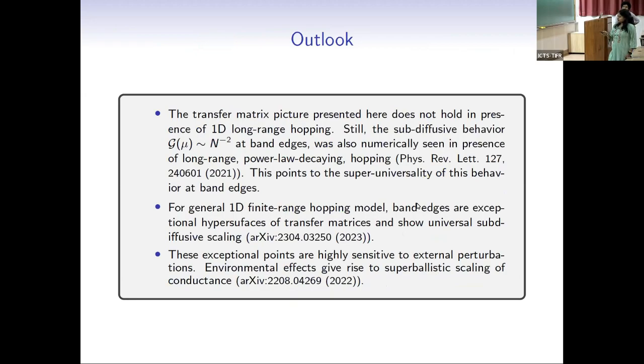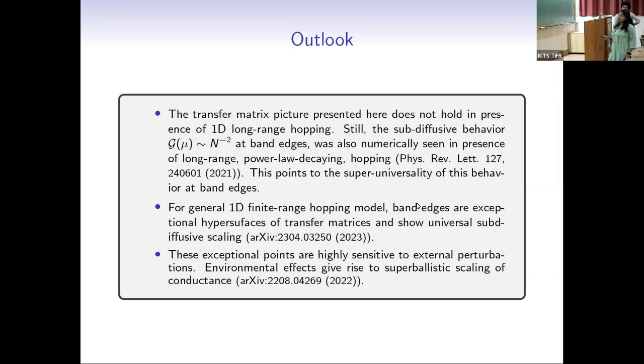Not only for the nearest-neighbor model, in the long range hopping system also we have seen that at the band edges the conductance scales as 1 by N squared. And for a general 1D finite range hopping model, this holds as the number of hoppings, the number of neighbors, is increased. The band edges are exceptional hypersurfaces of the transfer matrix, and that will also lead to a universal subdiffusive behavior.